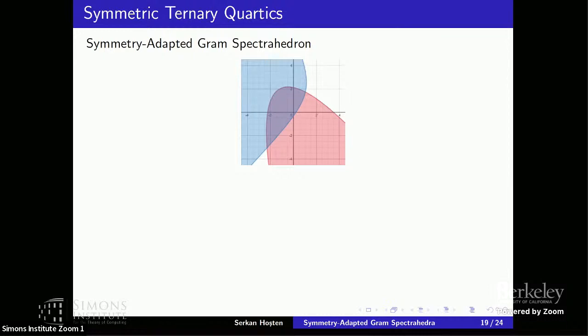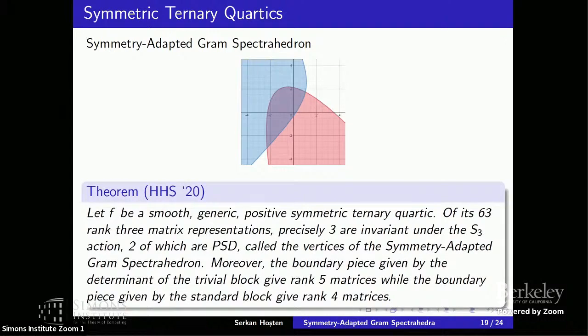These are symmetric ternary quartics. If you erase symmetric, and look at the general spectrahedron, it's much more complicated. In particular, let me tell you this. If you take your F to be a positive ternary quartic, and forget that it's symmetric, the corresponding Gram spectrahedron could have up to 63 rank 3 matrices on it. And that's the lowest you can get, and that's 63.